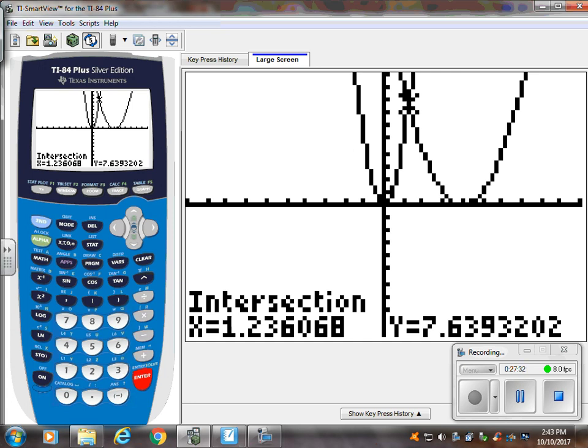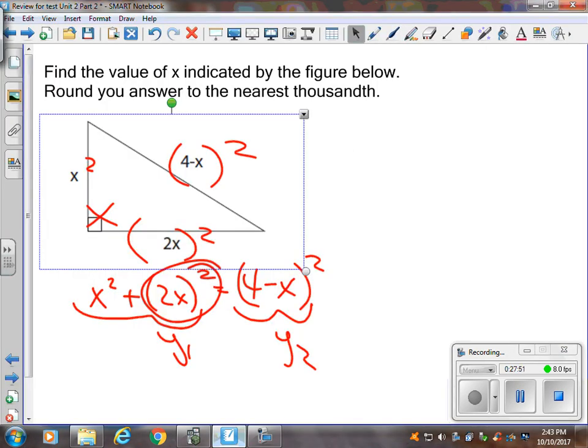Now, did it say something about rounding on this one to the thousandths place? So if that's the case, that'd be 1.236, wouldn't it? Now, that would be x. Do I need that y value over there? No, because it didn't mean anything. So then I would take that 1.236, and that would be the answer to this question because of the way I wrote it. But if I said how long is the hypotenuse, then I'd go 4 minus 1.236 to get the hypotenuse.